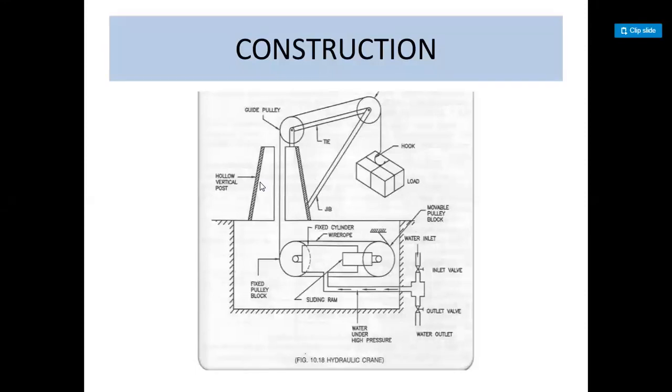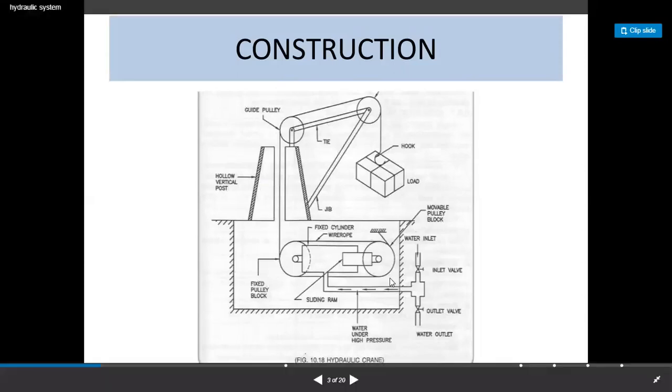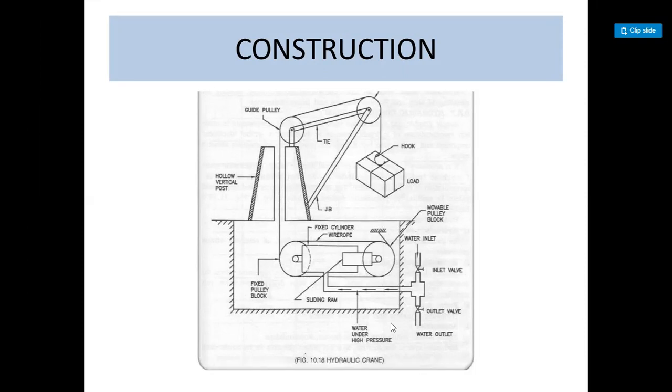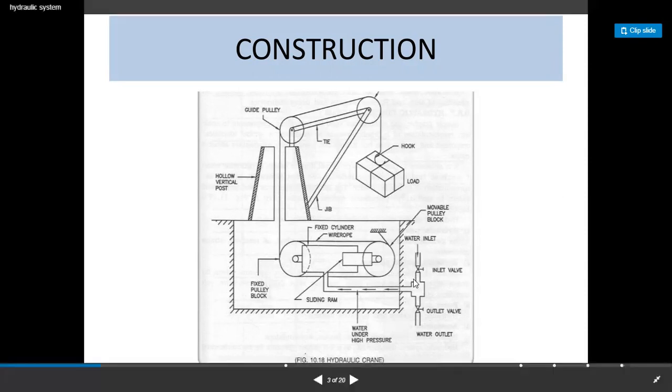In a fluid power control system, mainly we are taking the fluid. You can see the inlet valve and outlet valve for the water under high pressure. Here it is using water. Some cranes use oils, and some use grease. Those are the different power producing media. In this hydraulic crane, water is used, with an inlet valve and outlet valve.